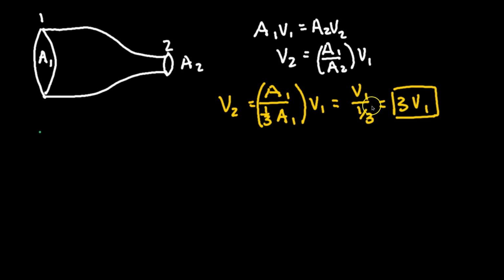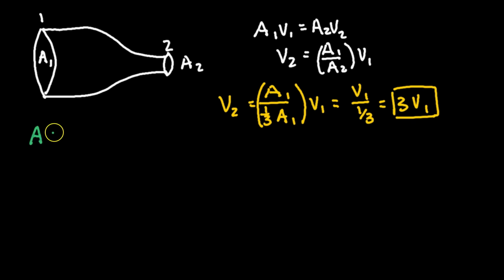Now, what do we do with a denominator that has a fraction? If you ever see this, you're going to take whatever's on the top and multiply it by the reciprocal of whatever's on the bottom. On the bottom, we have 1 over 3. So this is equivalent to V1 times 3 over 1, which is 3 times V1.